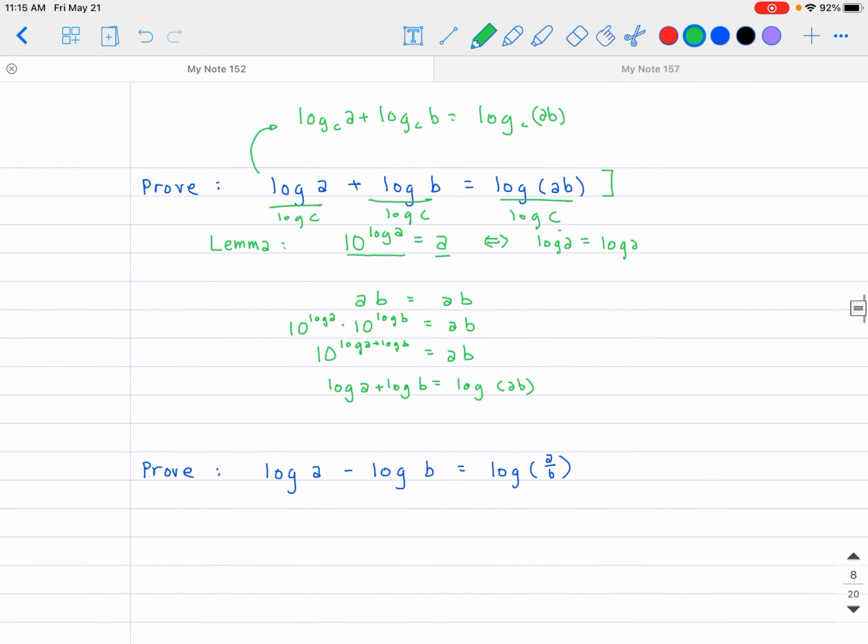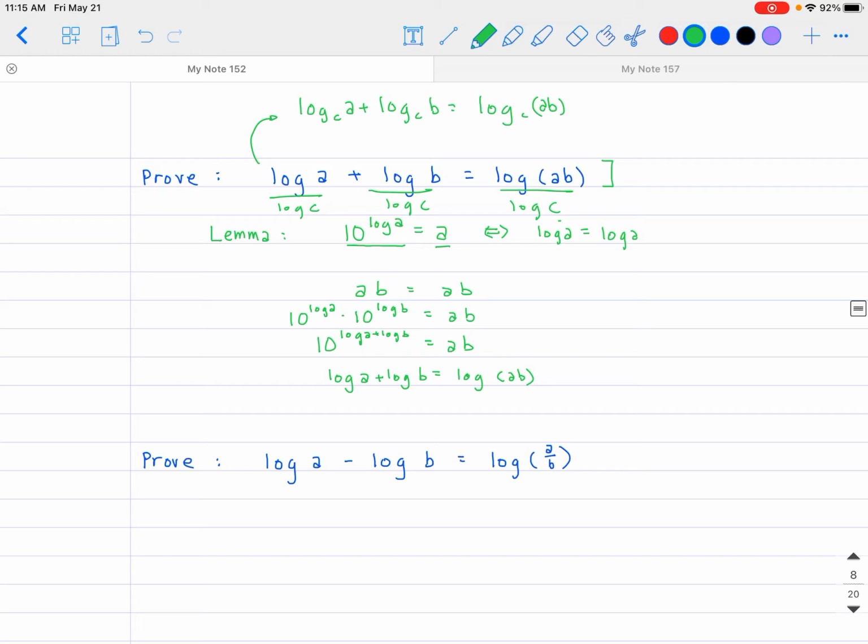Now, there are other properties of logarithms because remember, a logarithm is an exponent. Here, we're saying that if you add the two logarithms, that becomes a product inside the log. So that means that there is most likely going to be a subtraction. So if I have the log of a minus the log of b, I want to prove that that's the same thing as the log of a divided by b. I want to prove that log of a minus the log of b is equal to log of a divided by b.